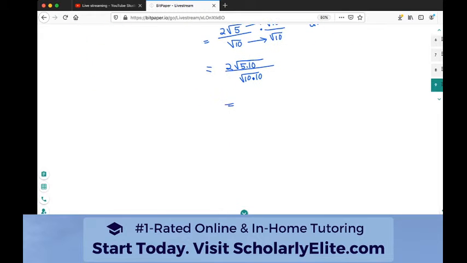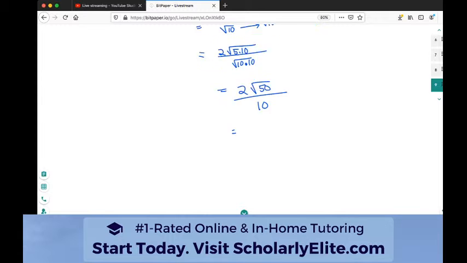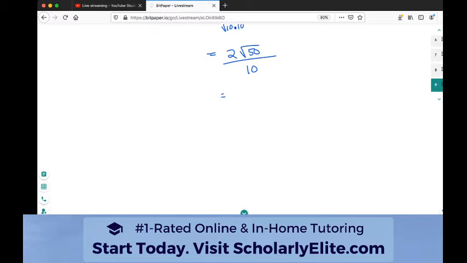And then we're going to be left with 2 times root 50 over 10. And that can be reduced, but we're not going to do that just yet. What I am going to do first is continue to simplify this numerator. So the 50 can be broken down into 25 and 2. Again, the 10 stays the way it is for now. And this becomes 2 times root 25 times root 2, all over 10.